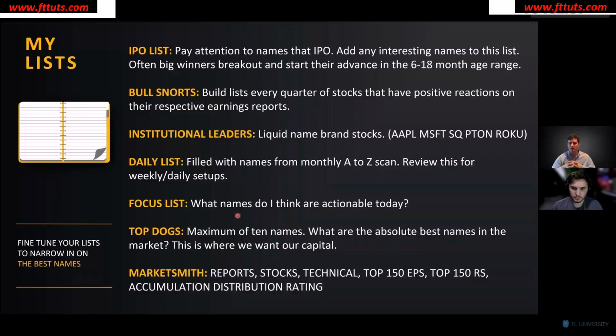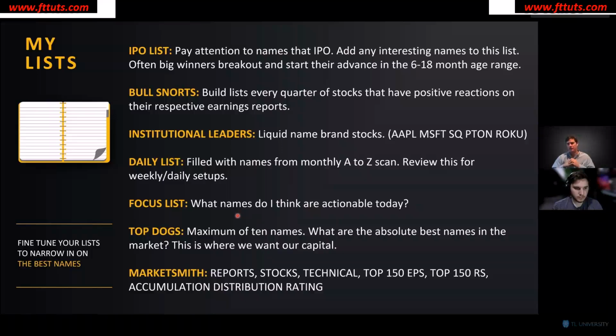And then maybe if there's 1 or 2 stocks that I don't think are quite ready, but that I really want to make an emphasis to keep an eye on, I may put it on the focus list, just knowing I'm not going to trade it. But for whatever reason, I really want to keep an eye on it.